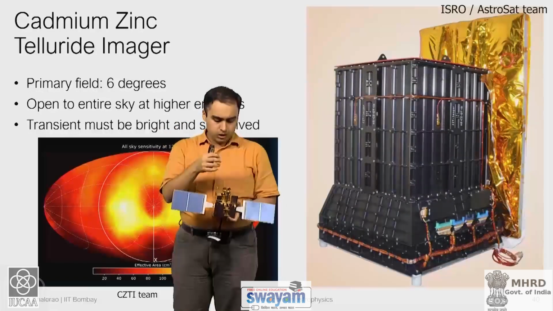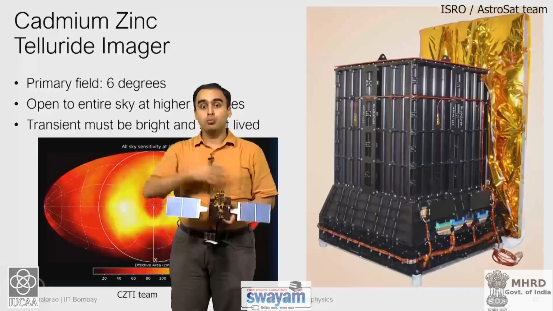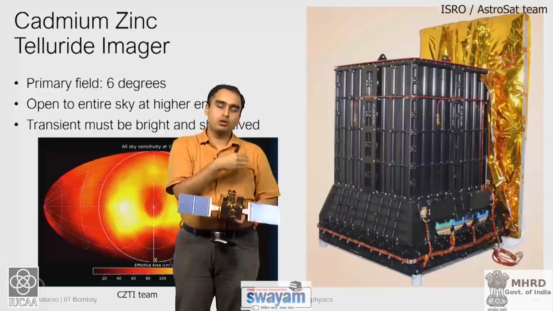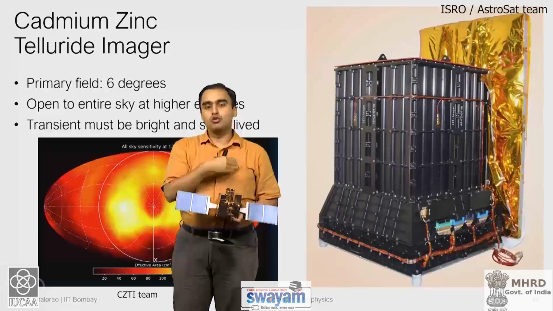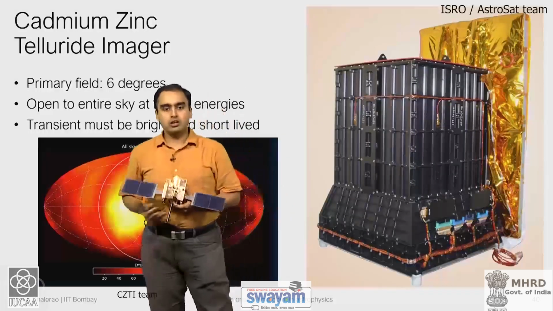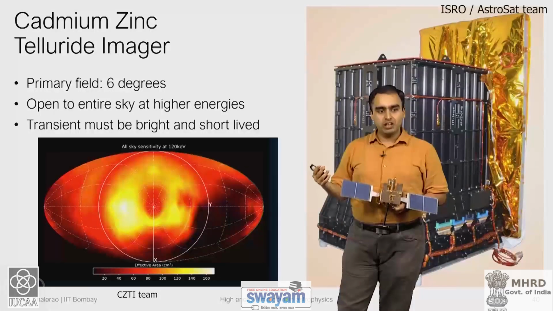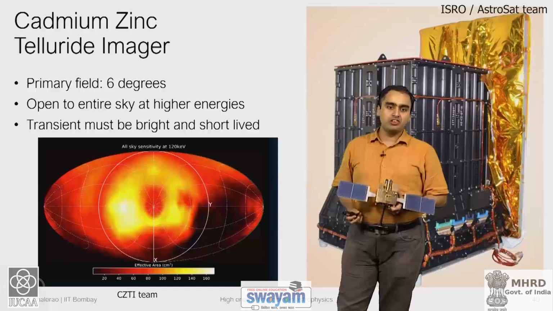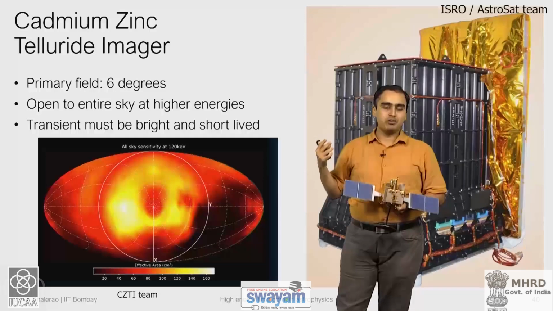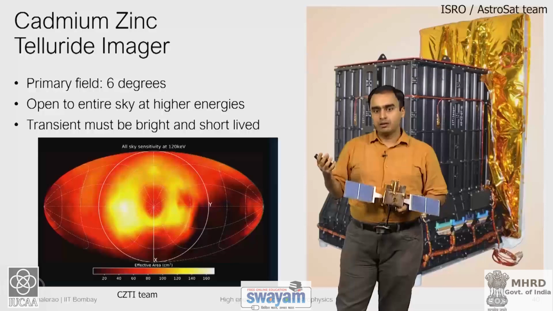The interesting thing though is that at energies above 100 keV or so, CZTI is open to the entire sky. So, all of this metallic structure that you see here is transparent to photons of energies above roughly 100 keV. What we see over here is what is called the effective area, or you could think of it as sensitivity. This is the sensitivity of CZTI for the entire sky. The bright yellow regions near the center are where we have maximum sensitivity, and you can see that there are relatively few areas in this plot which are black, which are dark.